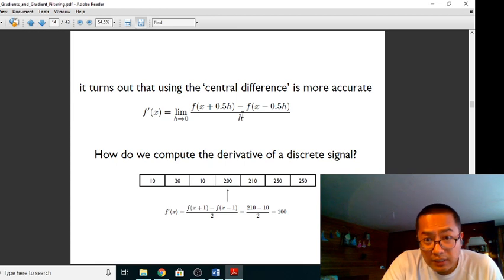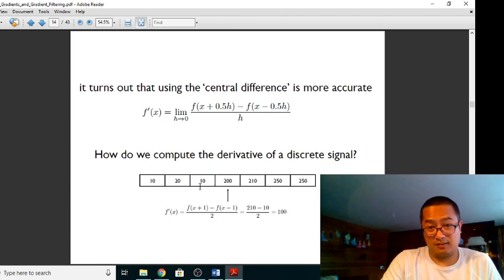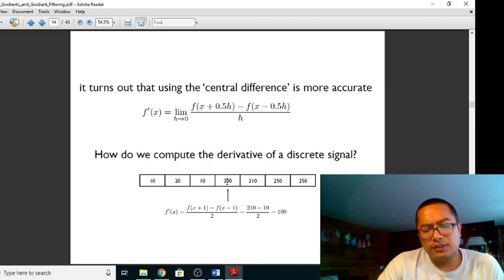This is a real approximation, this formula. If you apply this on an image, at this point 210 minus 10 means one pixel ahead of you minus one pixel behind you. You take the difference, that is your derivative value. So that is the derivative. This is called a central difference.